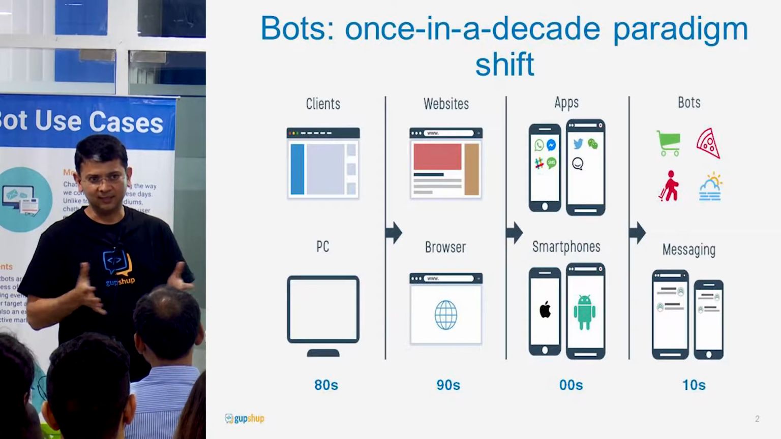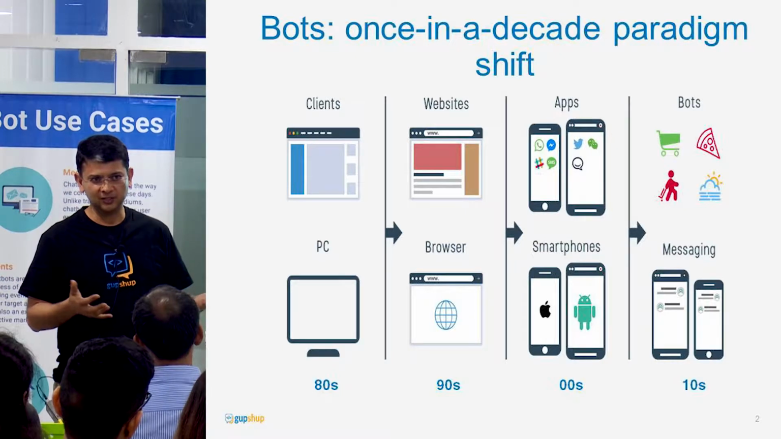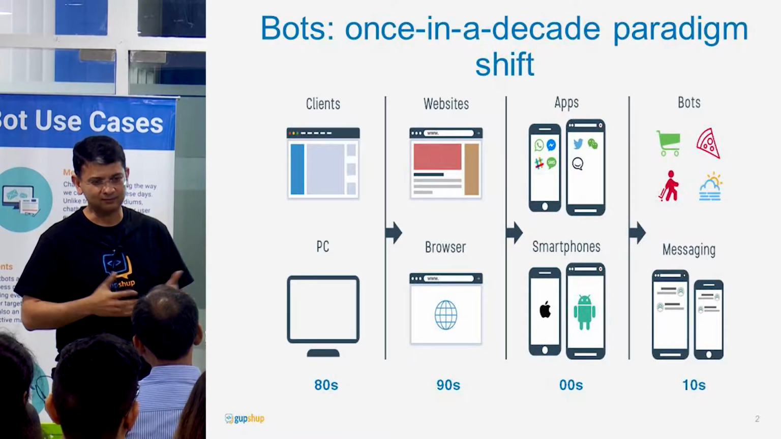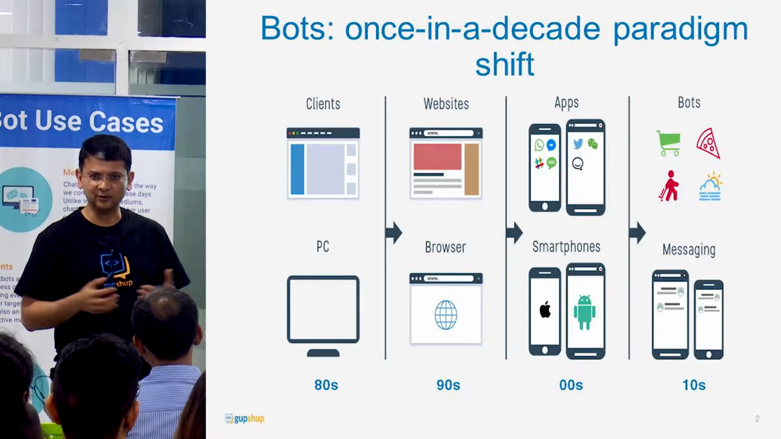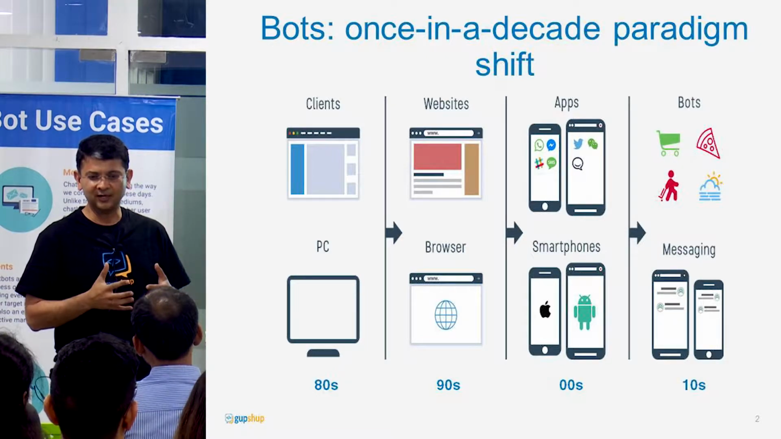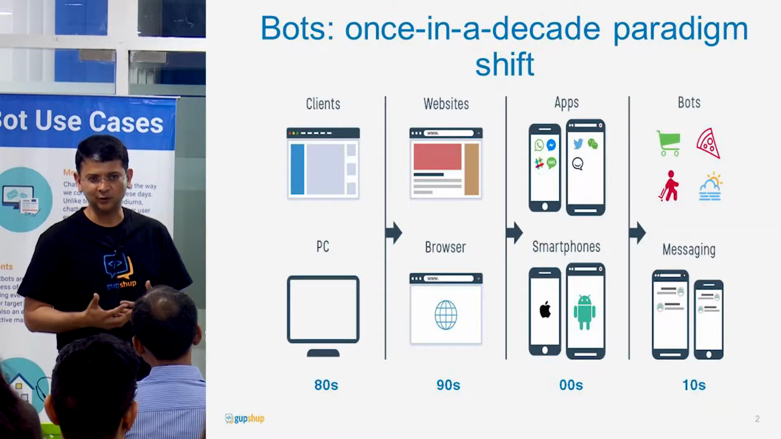But with bots, now you do have an installed base of smartphone users, and you do have a tech ecosystem. We do these kinds of meetups around the country, so there's clearly a big developer ecosystem as well. So I think for the first time, in India, we are experiencing what a paradigm shift looks like.